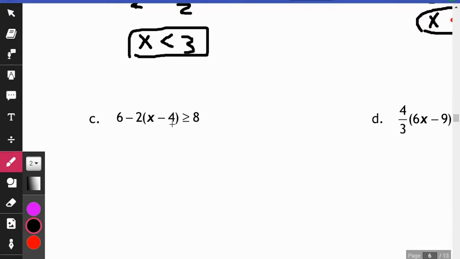Okay, so this one has the parentheses to get rid of, and it's going to have some extra numbers, so think about it. Solve it, and then you can double check what I did.